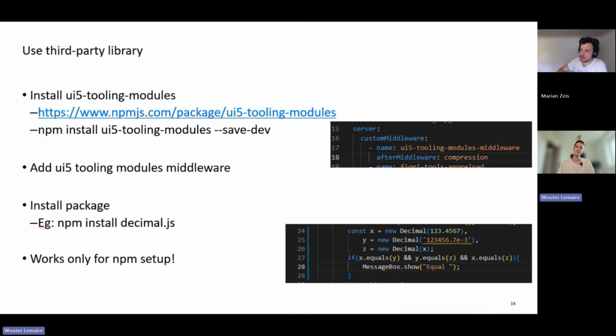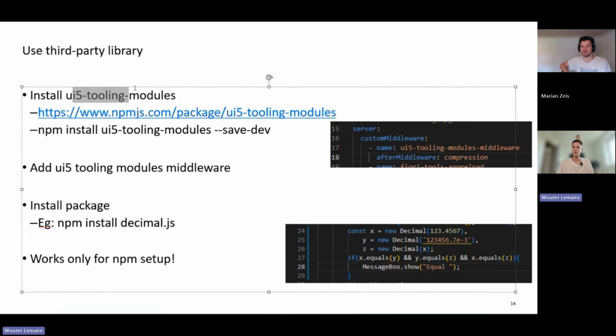So the next thing is including third-party libraries. Of course, that's also something that will happen. There are a lot of libraries outside that could be useful. And I will show you the decimal library, just as an example, but it could work with any library from NPM. First of all, you need to install the UI5 tooling modules, which I already did. Configure the middleware, install decimal.js, and then you can use it.